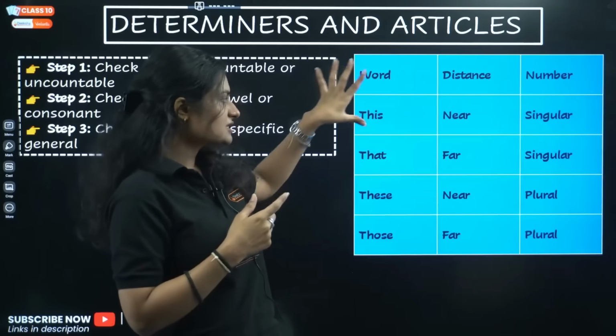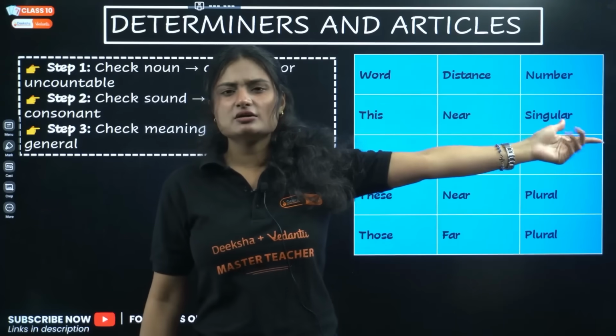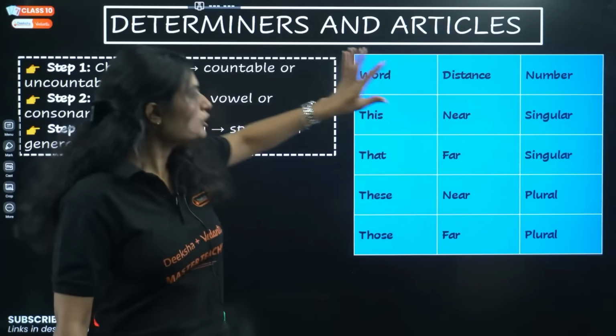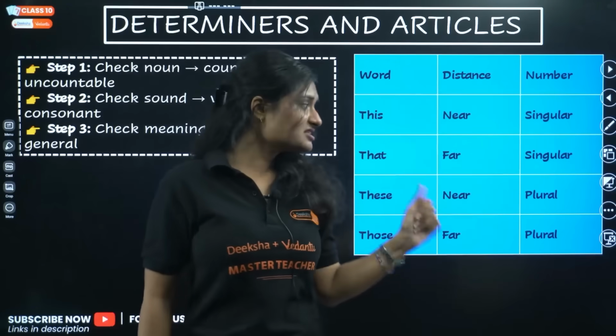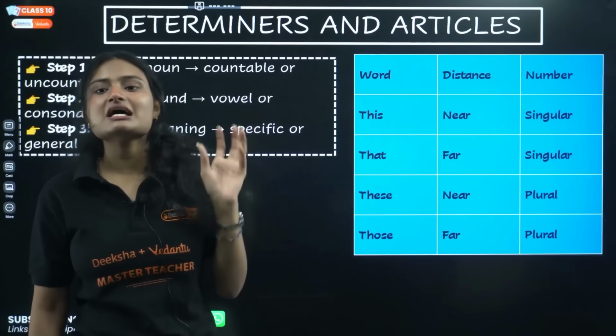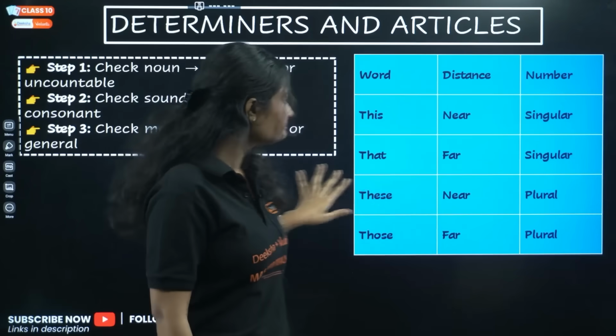Now there's something else: this, that, these, and those. So this is used for nearsighted things, and the singular number is there. The plural of this is these, okay? Similarly, that is used for far-sighted things. When the number is singular and something is far, you use that, and the plural of that is those, okay?